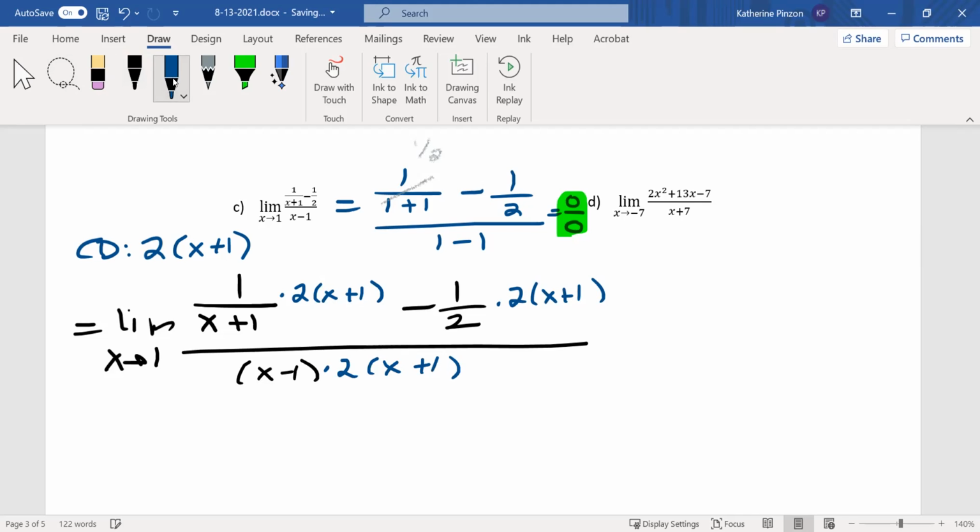Notice I wrote limit down again. How come I wrote limit down again? In the end, I want to take the limit, right? In the end, I'm going to want to try to plug in 1 for x. So I'm going to keep writing limit until I actually get to do the plugging in 1 so that I don't forget that I have to do it.